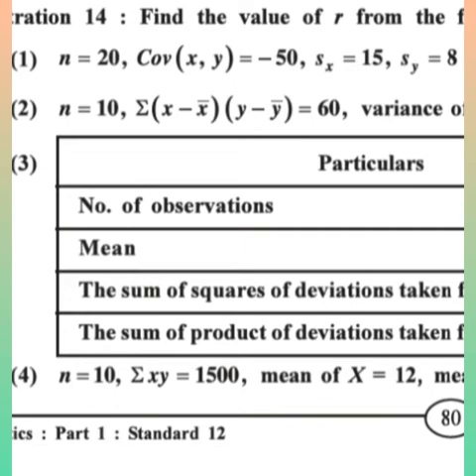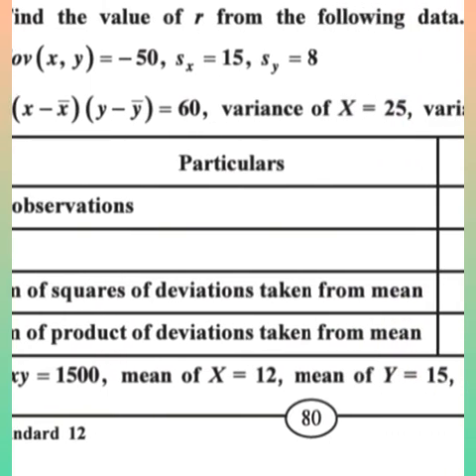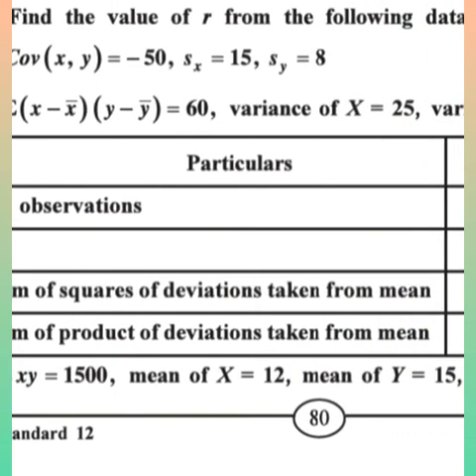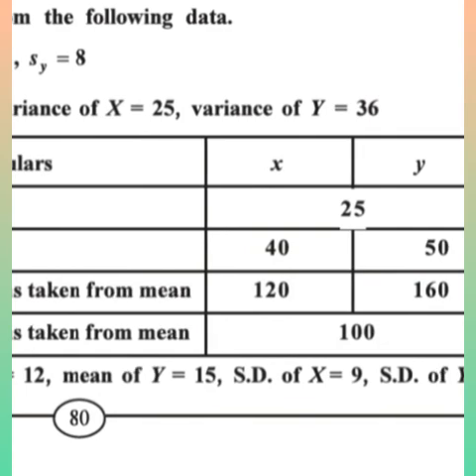See the question for the second sum. They have given us n. They have also given us sigma (x minus x bar)(y minus y bar), that is 60. Now see children, they have given variance of x is equal to 25. Now what do we mean by variance of x? It means s square is given to you, the square of standard deviation. So sx will become 5 and sy will become 6. Why? Because we need to do the root of 36.